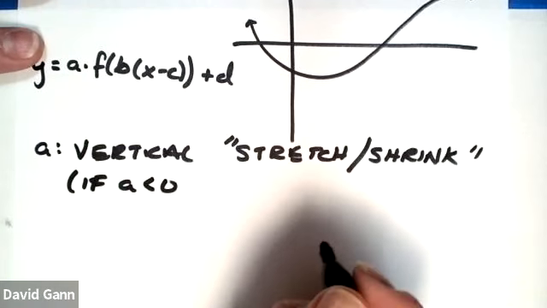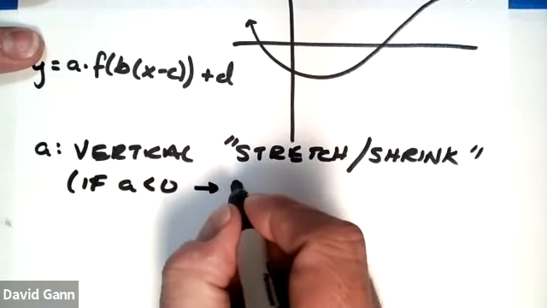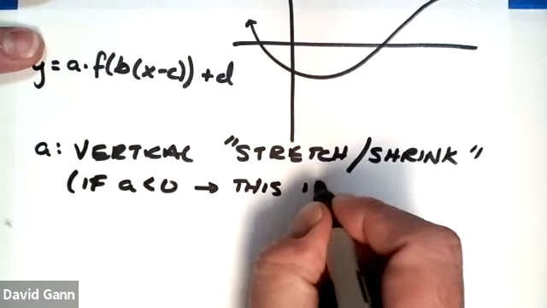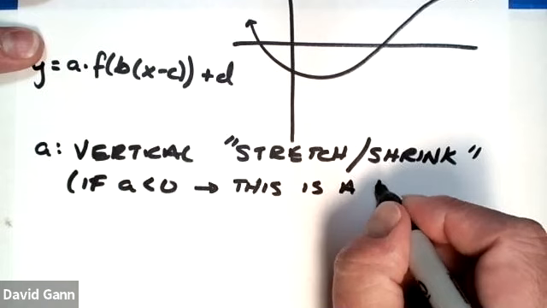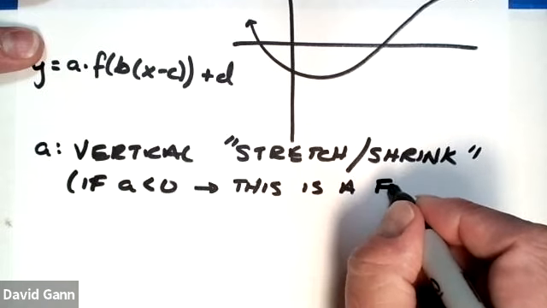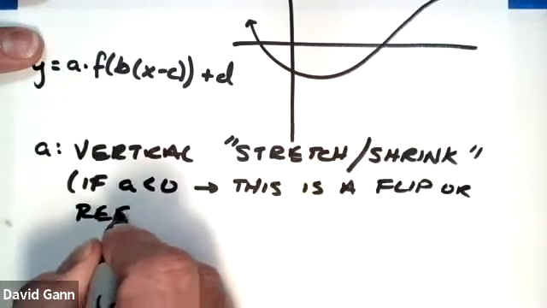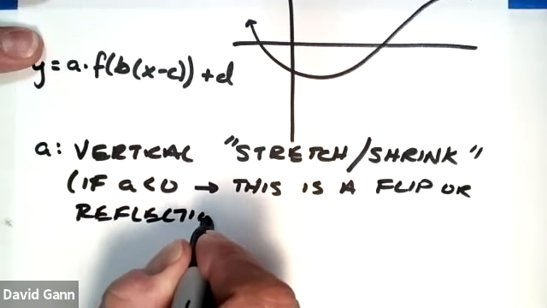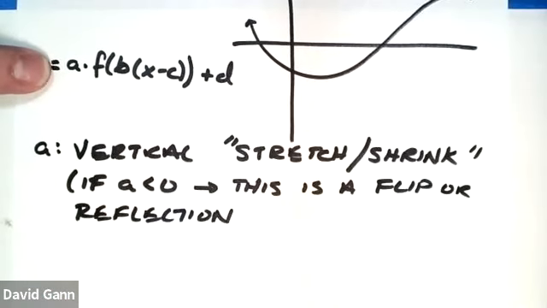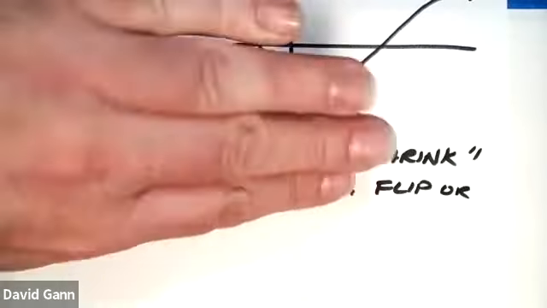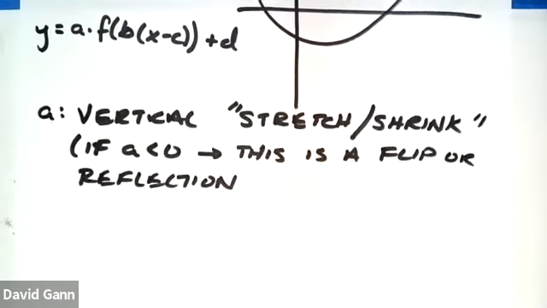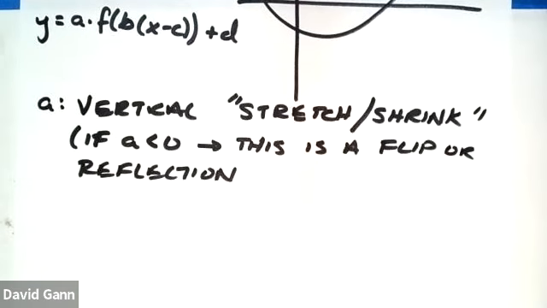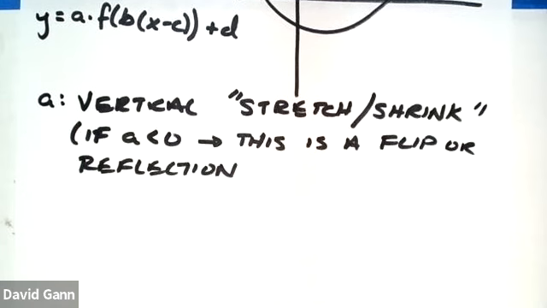I should also say if A is less than 0, that is to say if it's negative, this is a flip, or a reflection. So if you have a negative quantity here, it will take this graph and just mirror image it across the x-axis. So that's what A is. It's this vertical stretch or shrink, which you probably recall from college algebra.